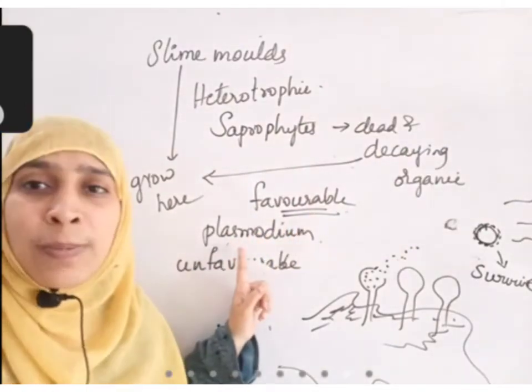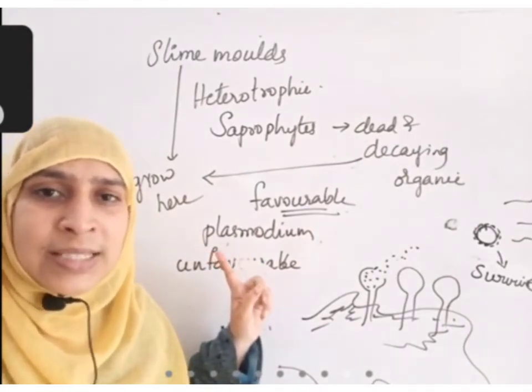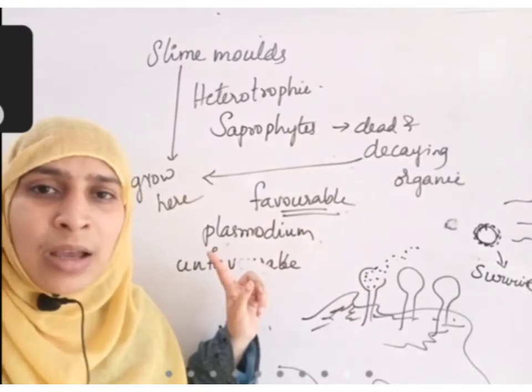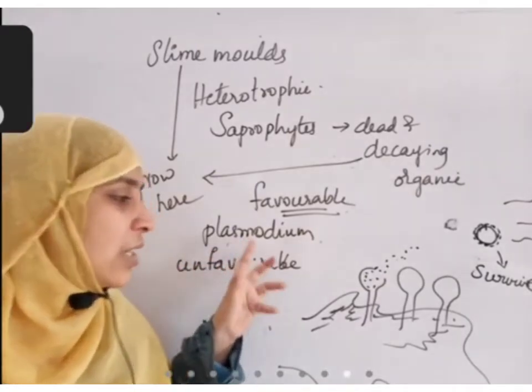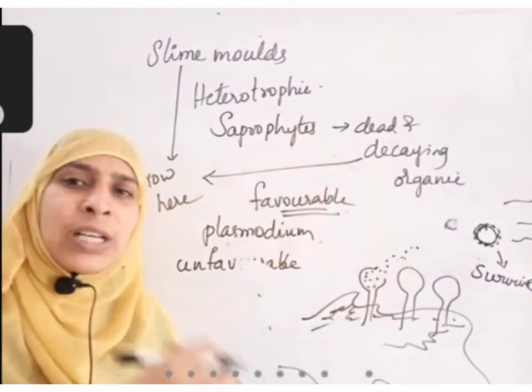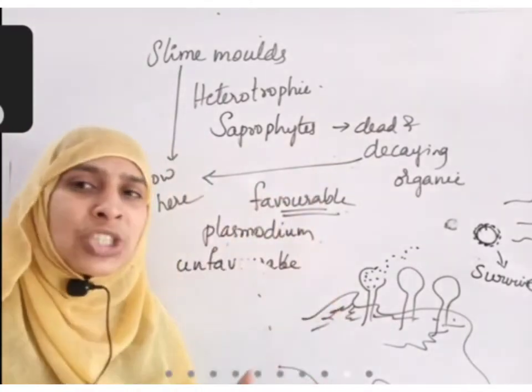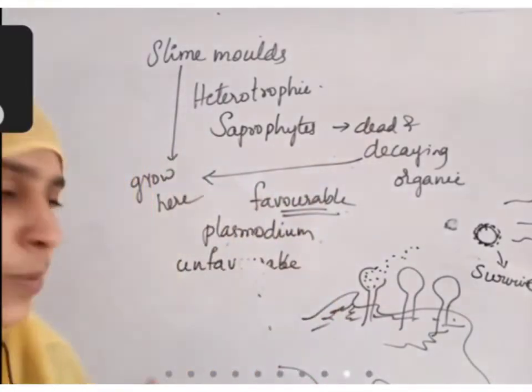This plasmodium is not the malarial parasite. You might have heard about the malarial parasite that causes malaria, and that plasmodium is its scientific name. This is generally the name given to one group of slime molds that keep spreading over several feet. That total bunch is called a plasmodium. This is not the malarial parasite plasmodium.